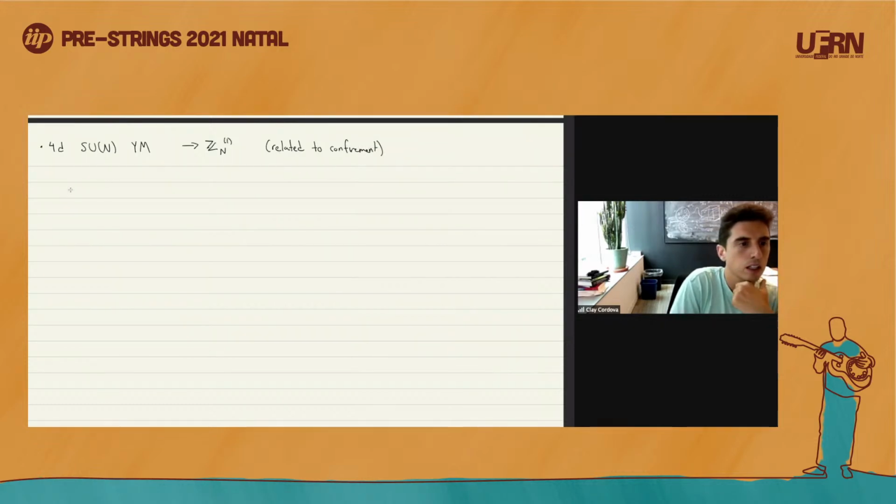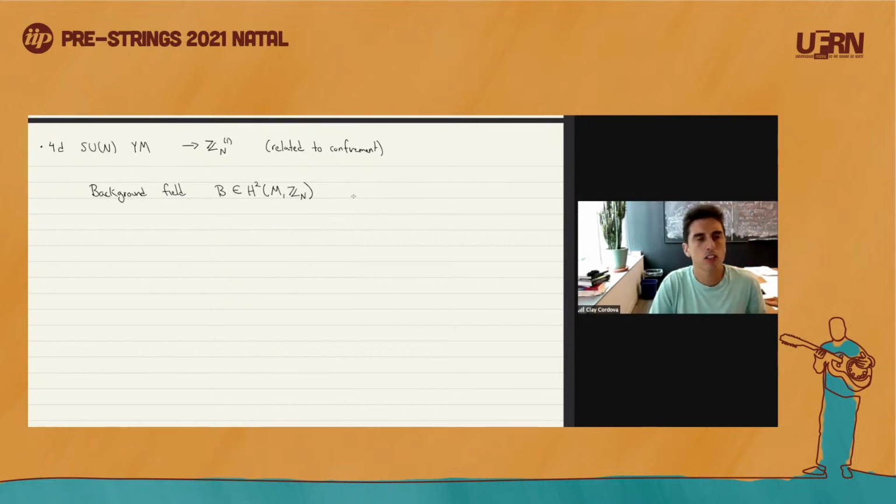So apparently, this theory that we all know and love can be coupled to a background field B in H^2 of our spacetime manifold with coefficients in Z_N. So what is this B? That's our question. How would we actually explicitly understand what it means to study SU(N) Yang-Mills in the presence of a non-zero background B? And we'll see that this is closely related to bundle topology.